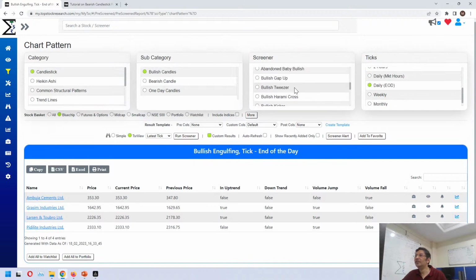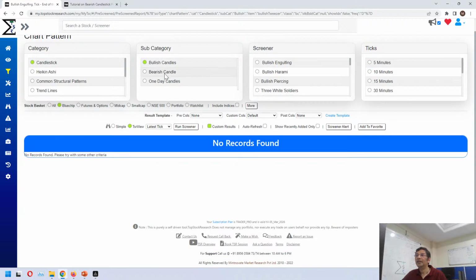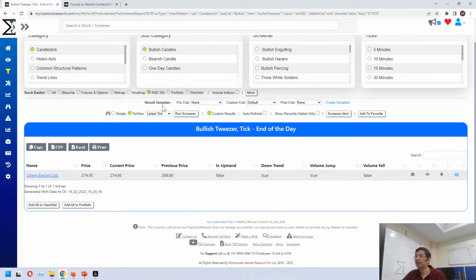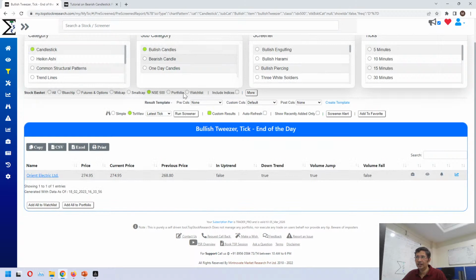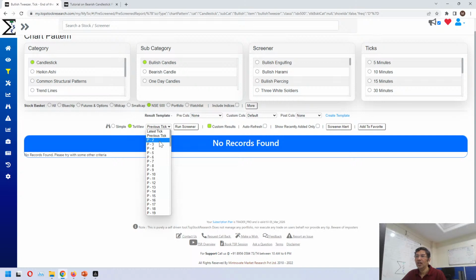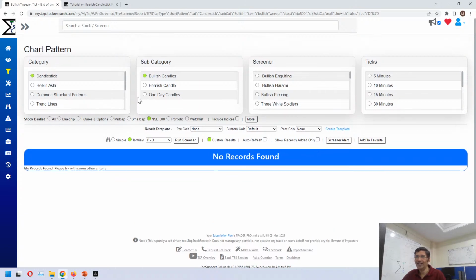For example, Tweezer. I don't know if there's any pattern available here. Bullish Tweezer in C500. Okay, there's one bullish in a downtrend. Let's see, Orient Electric. So it's a downtrend and there's a nice Tweezer pattern. Some of you found difficulty in creating these patterns using OHLC, so we made these patterns readily available. You can do the back testing and go to previous candles. The more history you go to, the better confidence you get in a pattern, and the better trade you can make.